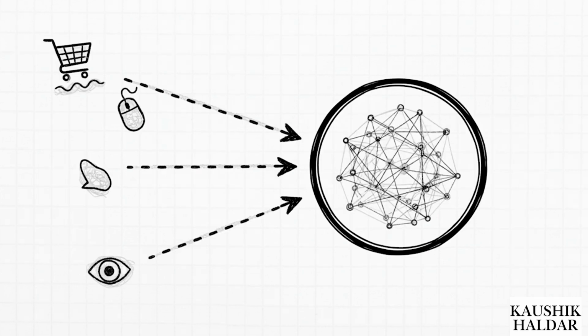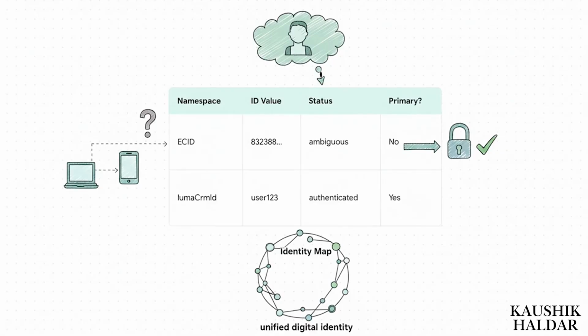Okay, so for every single interaction, every page view, every click, every purchase, all of these different labeled IDs are gathered up and put into a neat little digital container. And this container has a name. It's called an identity map. So if we were to peek inside that container, we could actually see the magic happening.